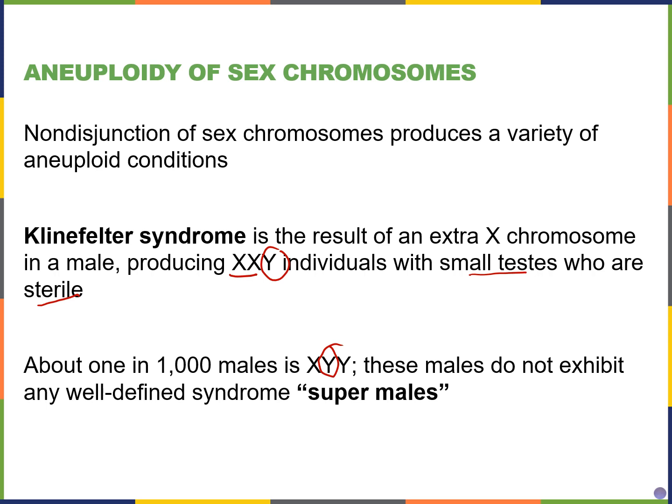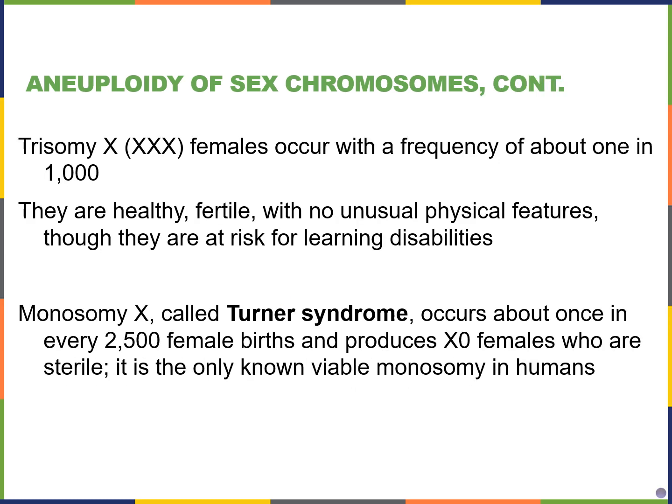You also might see supermales, which is when you have an extra Y chromosome. Usually there aren't well-defined signs and symptoms, although some articles say that individuals that are XYY are more aggressive and may have a greater tendency to be physical or be more violent. In terms of females, you can have trisomy of the X chromosome or 3 X chromosomes. This is also with a frequency of about 1 in 1,000 females.